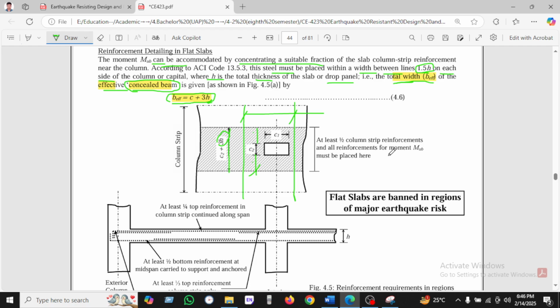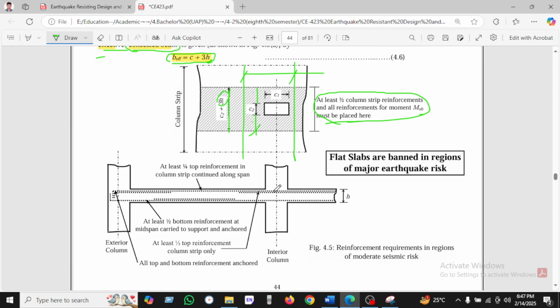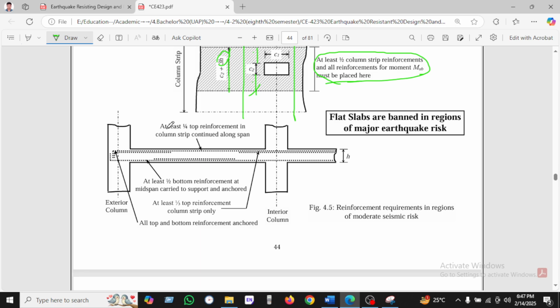reinforcement, and all reinforcement for the ultimate moment balance, must be placed here. This is at least half of the column strip reinforcement, and all reinforcement for the column must be placed in this zone, which we have called the concealed beam or total width of the effective. Okay, so another note we can see here: at least 1.5 of the top reinforcement of the column strip continues along the span. This is that.